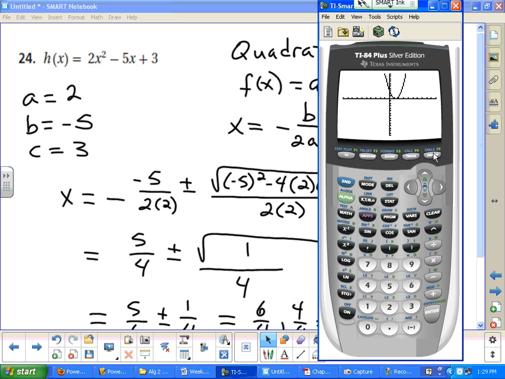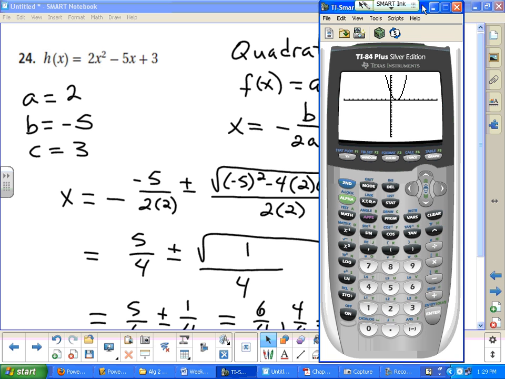So these zeros are pretty close together, aren't they? If they're 3/2 or 1.5 and 1, they're pretty close together. So let me zoom in a little bit here. Let's go zoom 4 and see what happens. Okay, I can see there's 2 of them there. But if I hit trace, type in 1 and hit enter, I should have 0. And if I type in 3/2 and press enter, I should also have 0. So that's a way you can check to make sure you've got them correct also. Go back and use your calculator. Okay. So there's the quadratic formula.